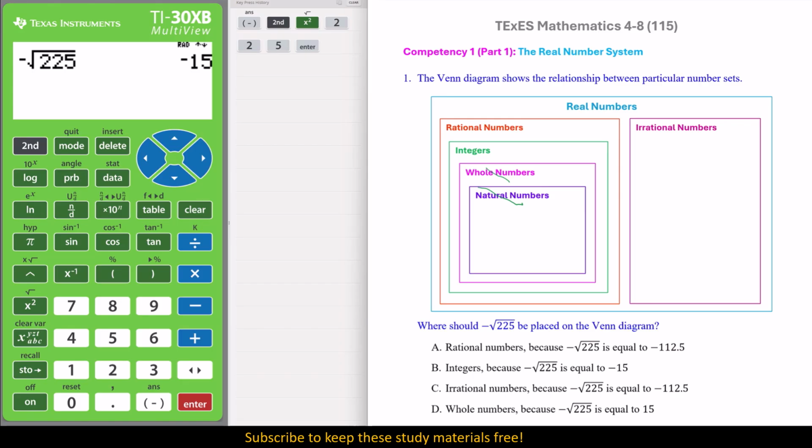Well, it's not a rational number in this form. What happened is they divided by 2. Well, that's not what square root means. So this violates a definition. And then integers are what we're saying it is. But irrational, well, that also violates a definition.